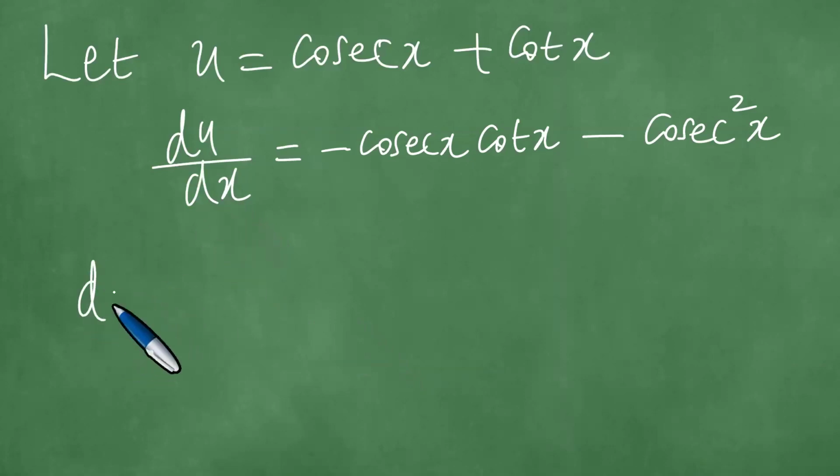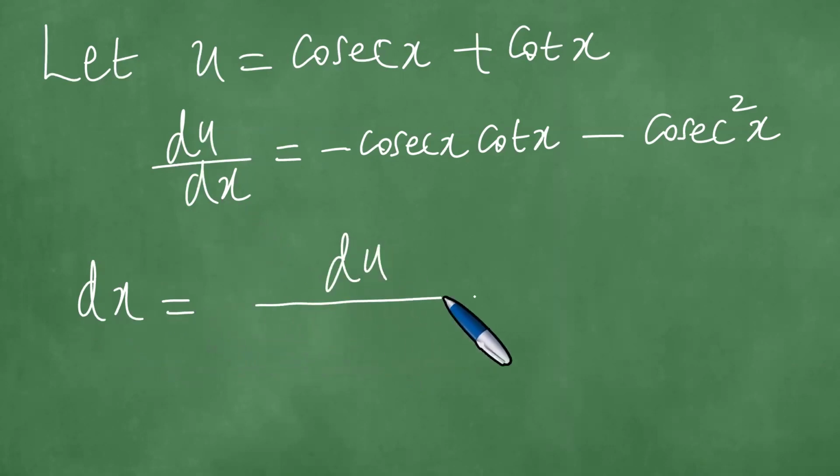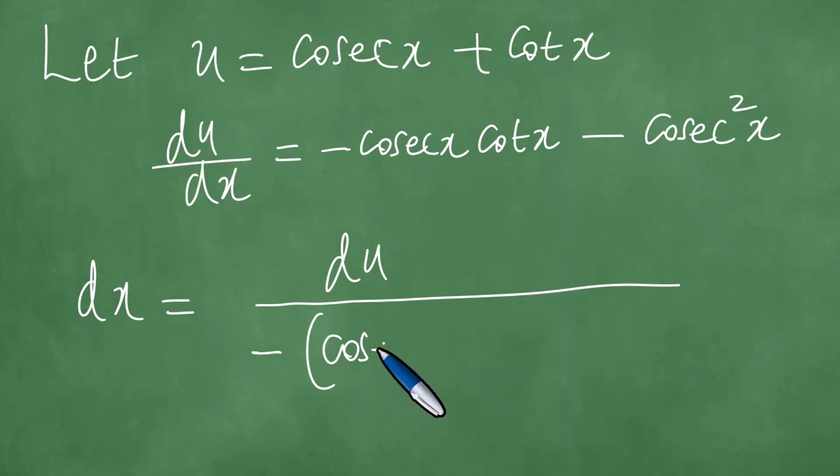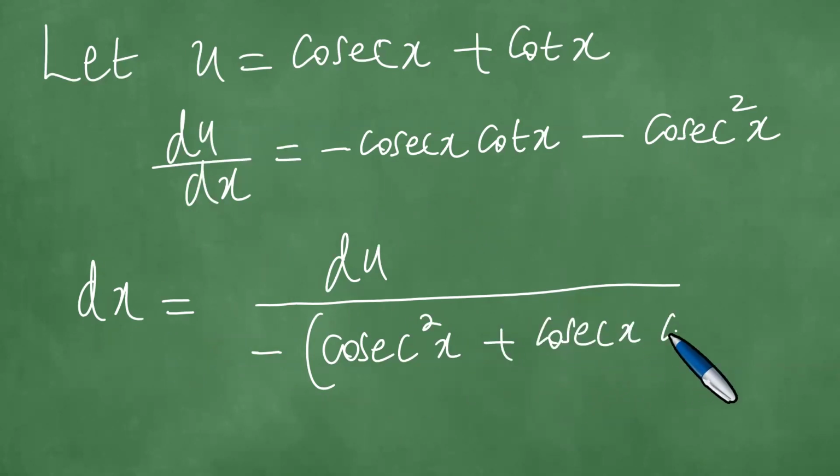And so, which means that dx is equal to du divided by. Now, this denominator we factor out. And if we factor out and we just reorganize the terms a little bit, factoring out a negative from this would actually therefore give us the cosecant squared of x plus the cosecant of x, the cotangent of x, like so. Okay, and this is what we get.